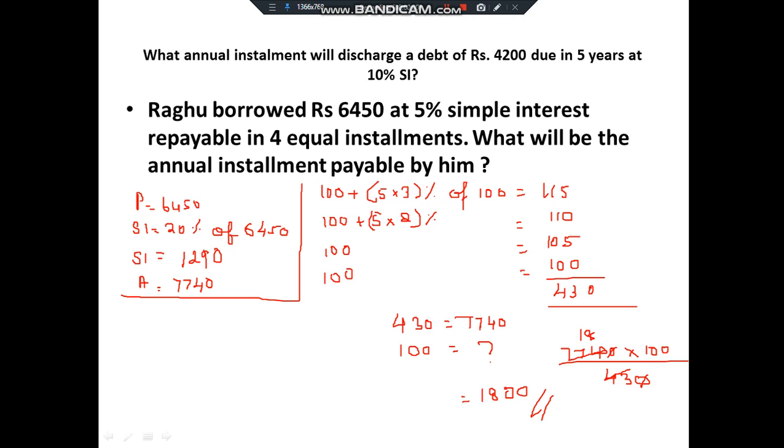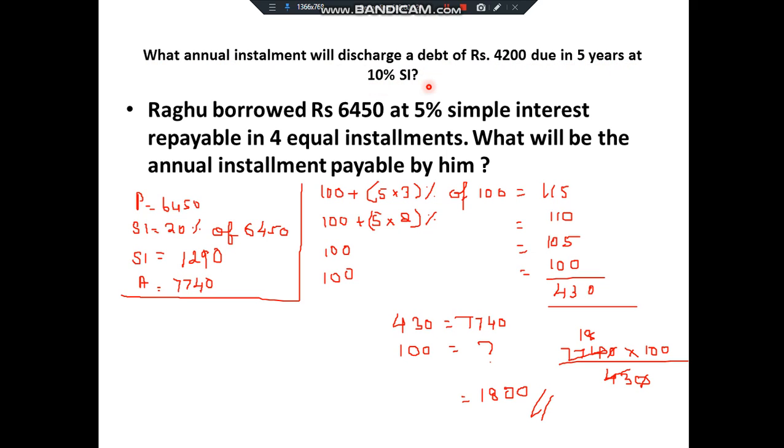So here is our first question. Listen to the question carefully, okay? Raghu borrowed rupees 6,450 at 5% simple interest, repayable in 4 equal installments. What will be the annual installment payable by him? By reading the question, you will find that this is quite similar to the first session of installment, but there is a slight difference. For your reference, I have given that question also here. That question is, what annual installment will discharge a debt of rupees 4,200 due in 5 years at 10% SI?